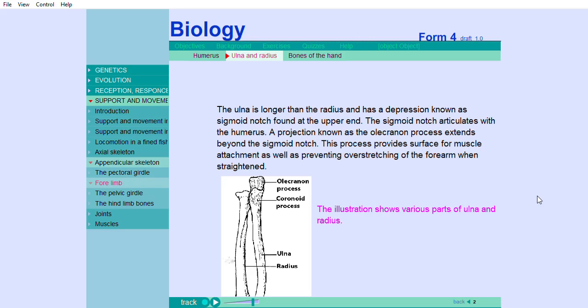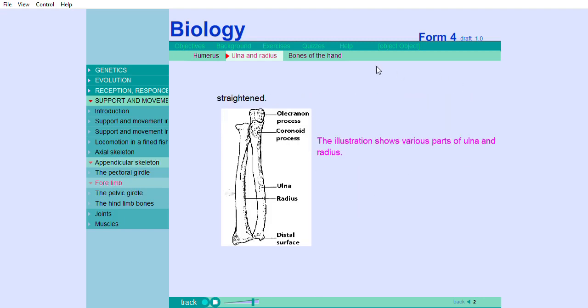A projection known as the olecranon process extends beyond the sigmoid notch. This process provides surface area for muscle attachment as well as preventing overstretching of the forearm when straightened. The illustration shows various parts of the ulna and radius.